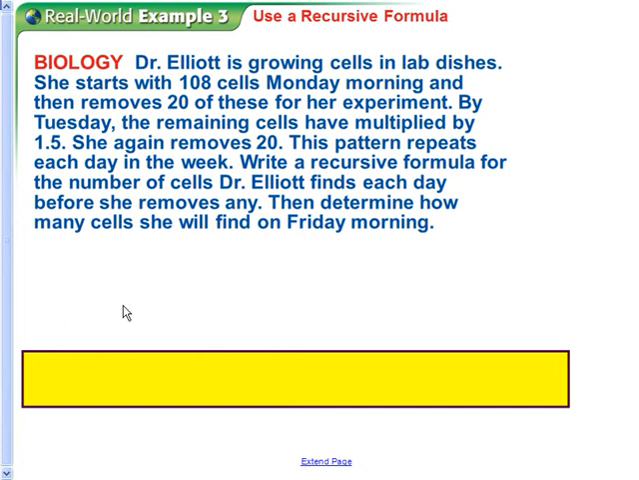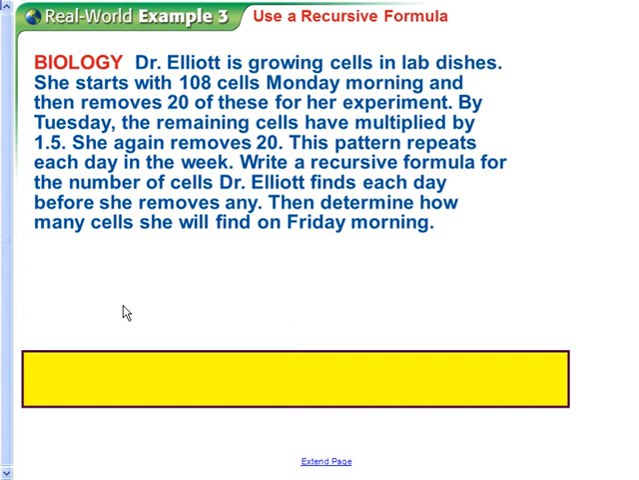So Dr. Elliott is growing cells in a lab dish. She starts with 108 cells on Monday morning, and she removes 20 of these for her experiment. By Tuesday, the remaining cells have multiplied by 1.5. She again removes 20 of them, and this pattern is repeated for each day of the week. Write a recursive formula for the number of cells Dr. Elliott finds each day before removing any, and determine how many cells she will find on Friday morning.